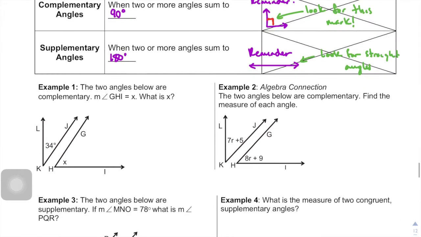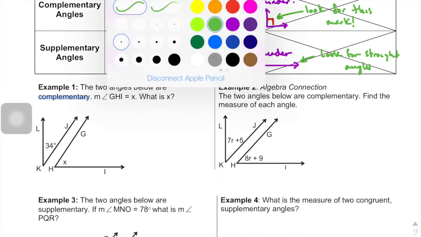So again, let's take a look at this first example here. It says two angles below are complementary. So always make sure that you read that first part because it will give us some sort of hint about what is the relationship that we're going to deal with to help us solve for this missing measure. So in this case, it says the two angles are complementary, and then the measure of angle GHI is x degrees.